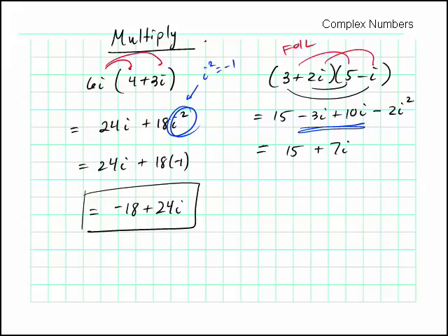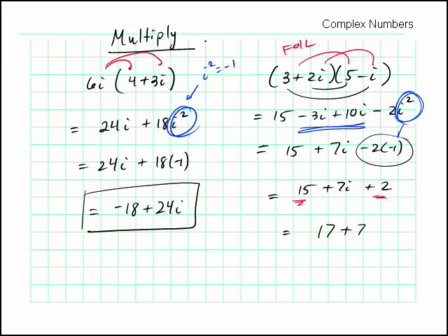And then on the end, remember that i squared is negative 1. And so this is negative 2 times negative 1. Negative 2 times negative 1 is a positive 2. So I can add the real numbers together here. The 15 and the 2 are combined to give me 17 plus 7i. And we've multiplied the numbers together.